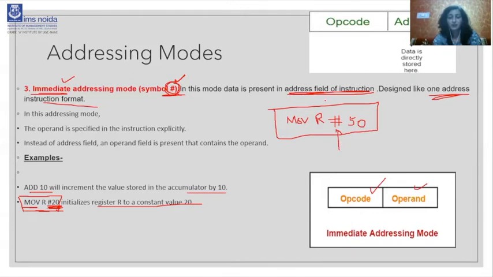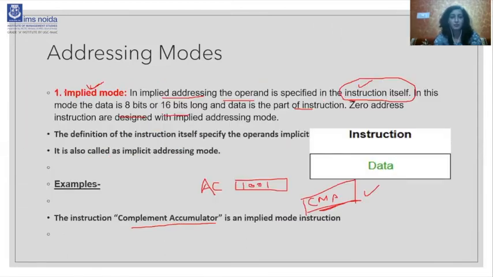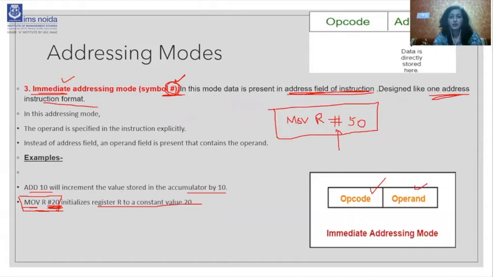What is the similarity between implied and immediate? In implied mode also, the operand is specified within the instruction. Similarly, in immediate also the operand is in the instruction. But what is the difference between them? In immediate addressing mode, the hash symbol denotes that we have to move the value 50 immediately into the register. This register now will contain the value 50. I think it will be clear to all of you.